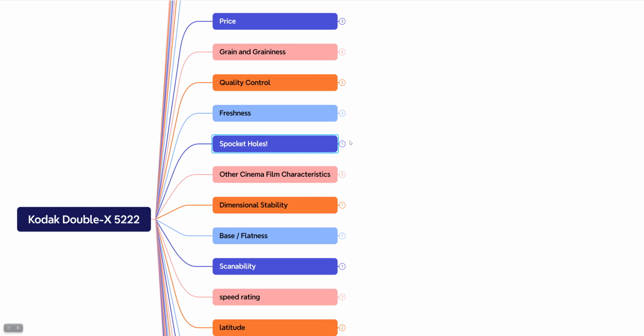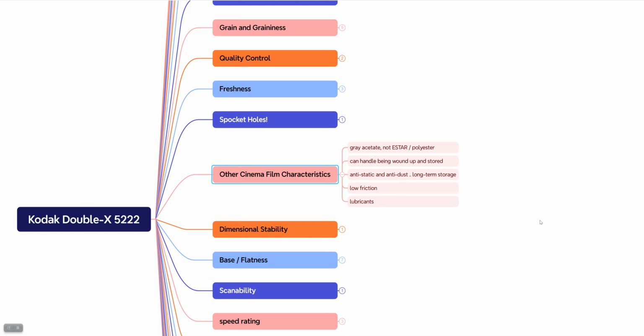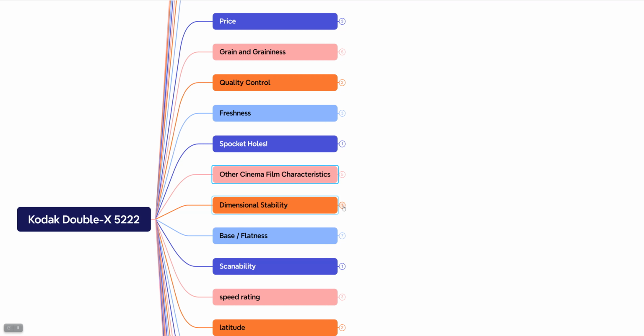I don't know if any cameras would have problems with the cinema perforations. I don't think so. Right back to this: it is a cinema film, so it is not on Kodak's Estar polyester base. This is a gray acetate base, and they've designed it to work in cinema cameras and to be stored long term, possibly as a large reel. All that means it's low friction, low static, low dust. There are things in there that are extra protection for the surface, in place for long-term storage and running through a cinema camera.